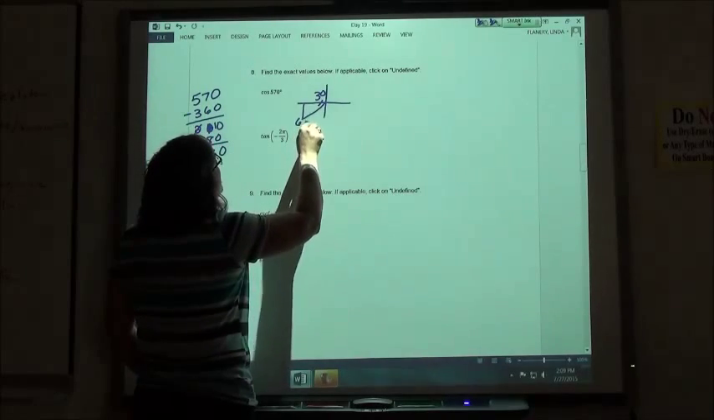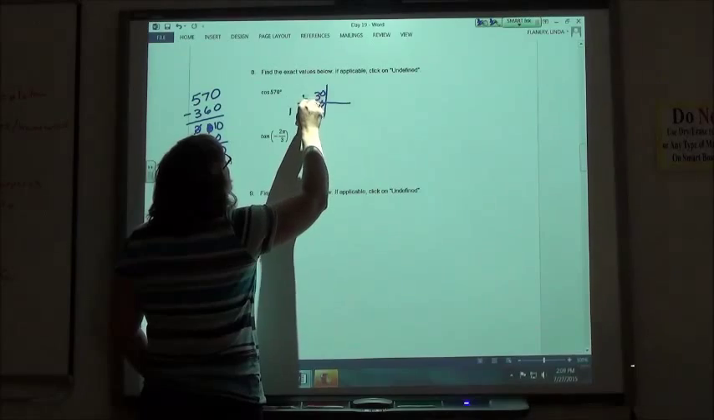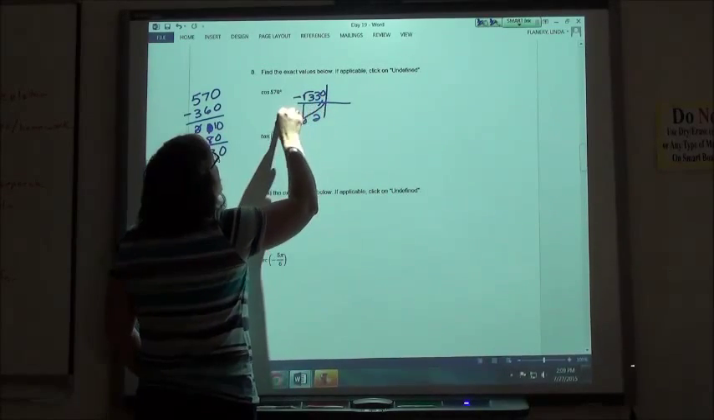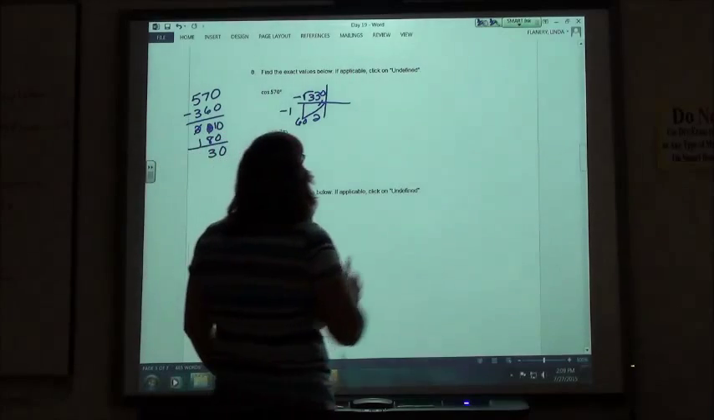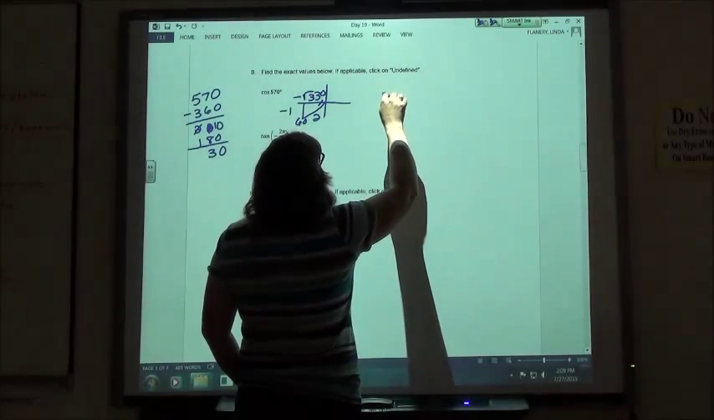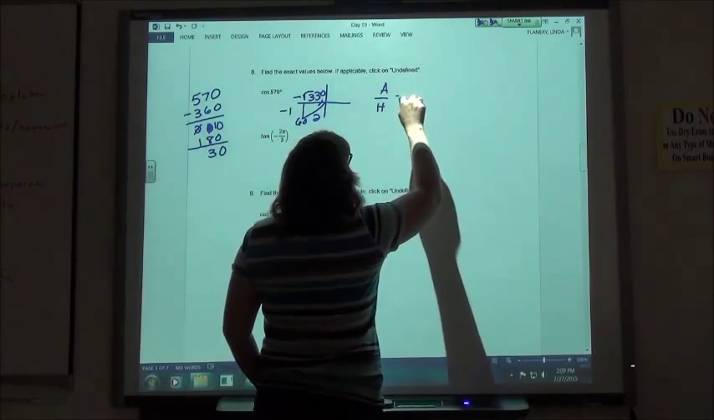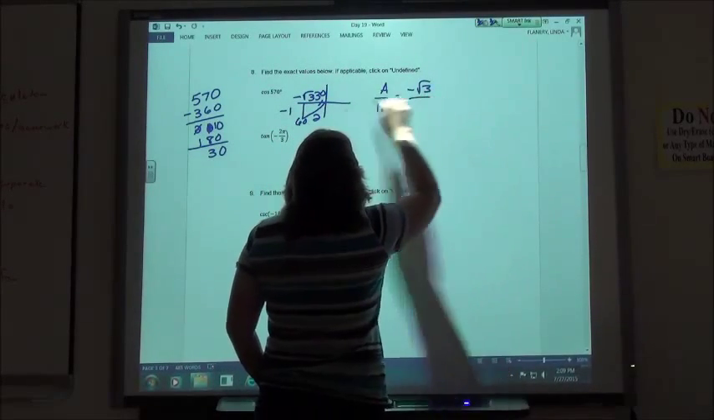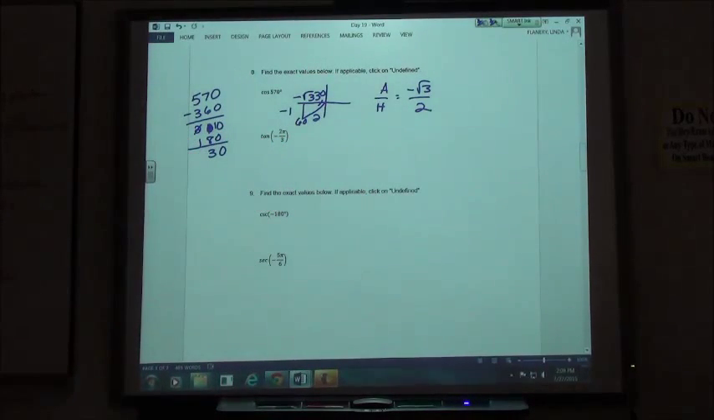So over here would be my 60-degree angle. So 1, 2, square root of 3, that would be negative, that would be negative. So for my cosine, I have the adjacent over the hypotenuse. The adjacent is negative square root of 3. The hypotenuse is 2. So I just get negative square root of 3 over 2.